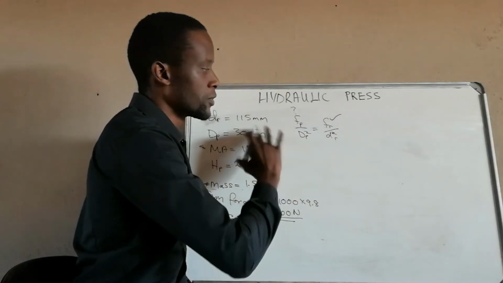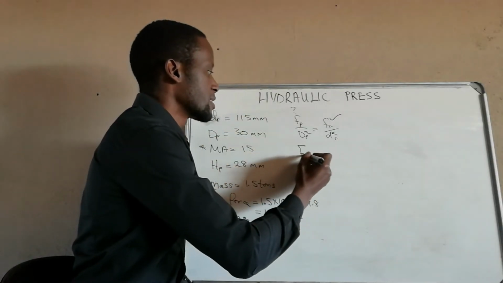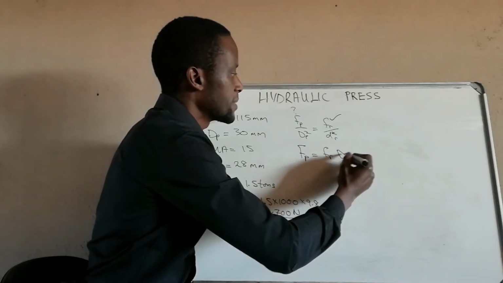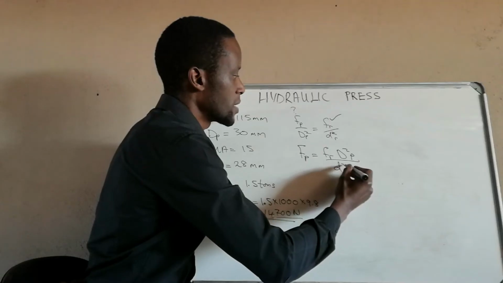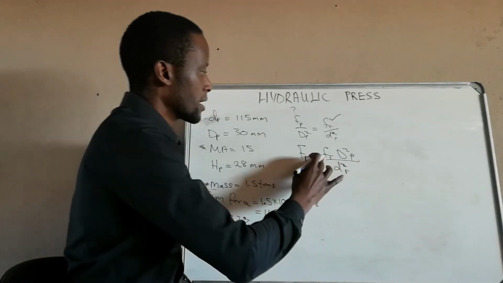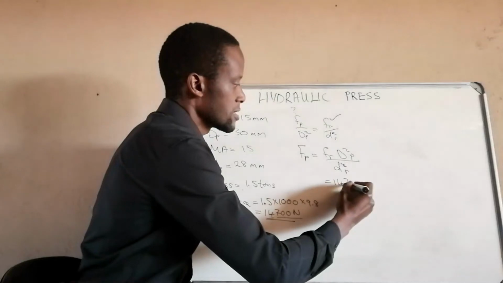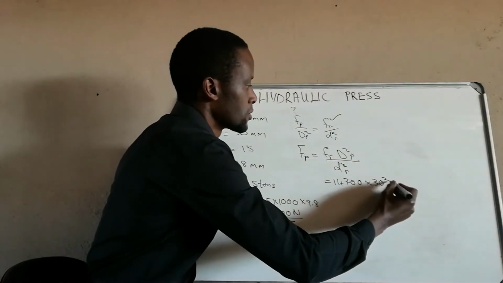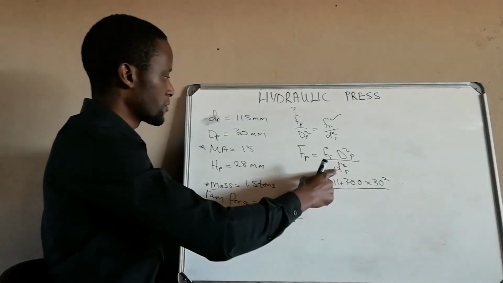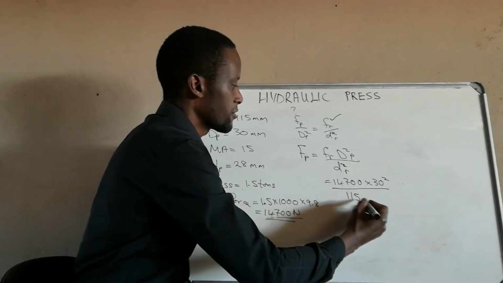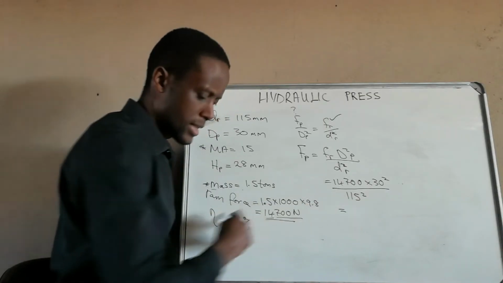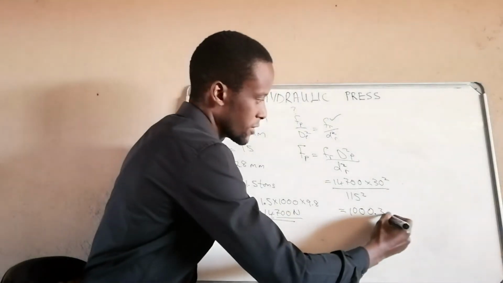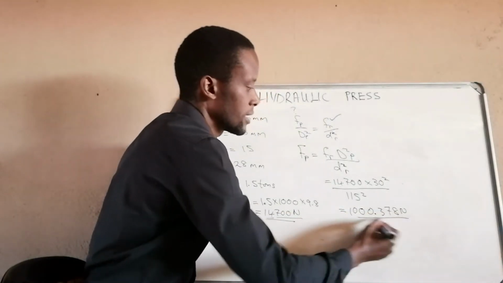Let's calculate for the force on the plunger. So we cross multiply. What we have is that force on plunger is equal to your force on ram times the diameter square of plunger over the diameter square of the ram. We have our force 14,700 times the diameter of the plunger 30, you square. The diameter of the ram 115, you also square that. What we'll get is 1,000.378 newtons.